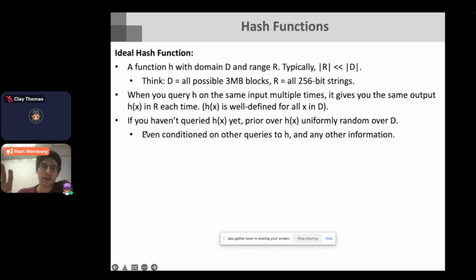So it's not just a random number generator, right? Because if you query it on the same input, it has to give you the same output. But aside from that, it's basically outputting a random number. And the key thing that makes these hard to design in practice is that this guarantee is supposed to hold even if you condition on other queries to h. So even if I queried h on x minus 1 or 2x or every integer from 1 to x, and even if I have any other information, like I inspected the code used to write h, it's still supposed to appear uniformly random to me.